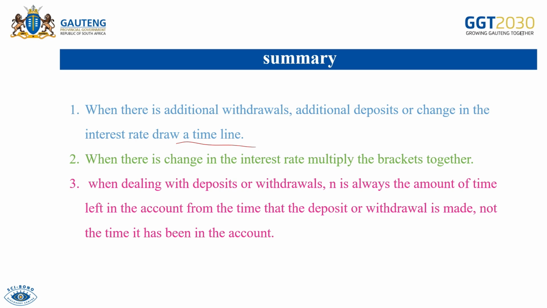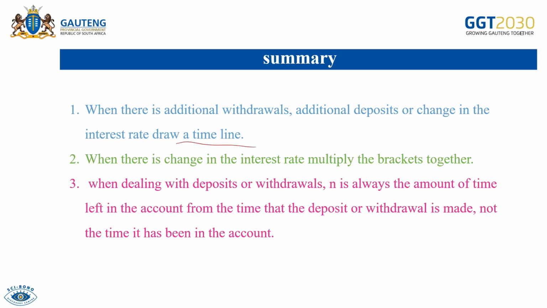When there is change in the interest rate, multiply the brackets together. Number 3, when we are dealing with deposits or withdrawals, N is always the amount of time left in the account from the time that the deposit or withdrawal is made, not the time it has been in the account. So when there is change in the interest rate, multiply the brackets, and if there are additional deposits, you add them, also with the interest.